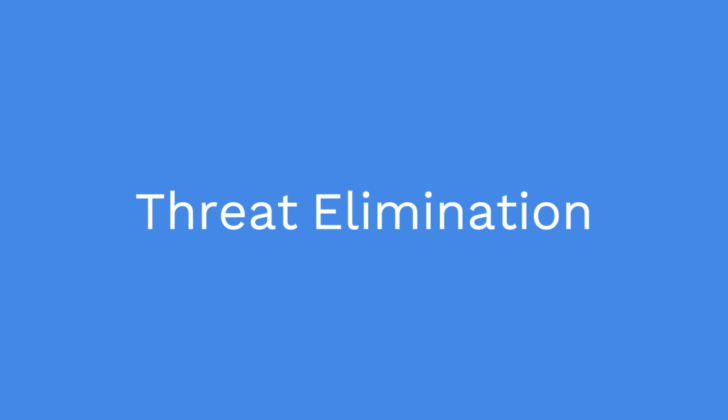This leads us to step 4, threat elimination. So once we have contained the threat and isolated it, we have to remove the attacker and any malware from the affected systems and resources. Now, this could potentially involve taking systems offline, so be aware that downtime may be inevitable. Continual communication with stakeholders is also crucial in this step to keep them up to date on the process.